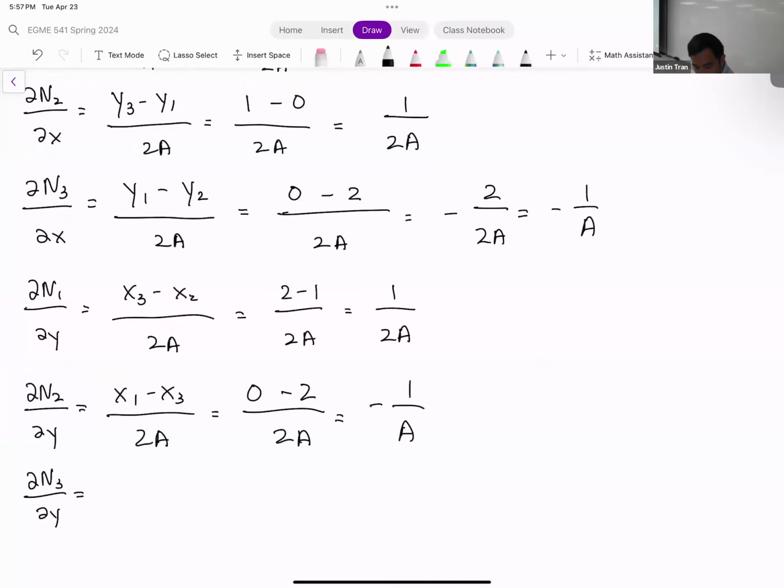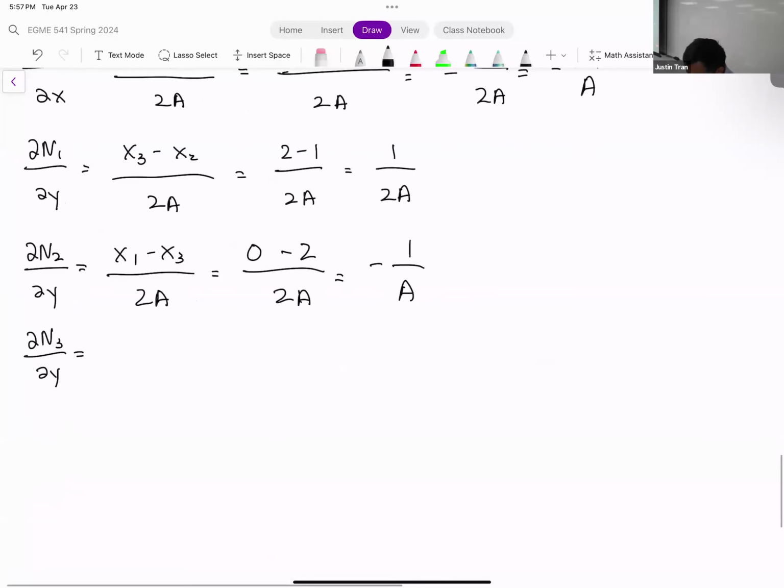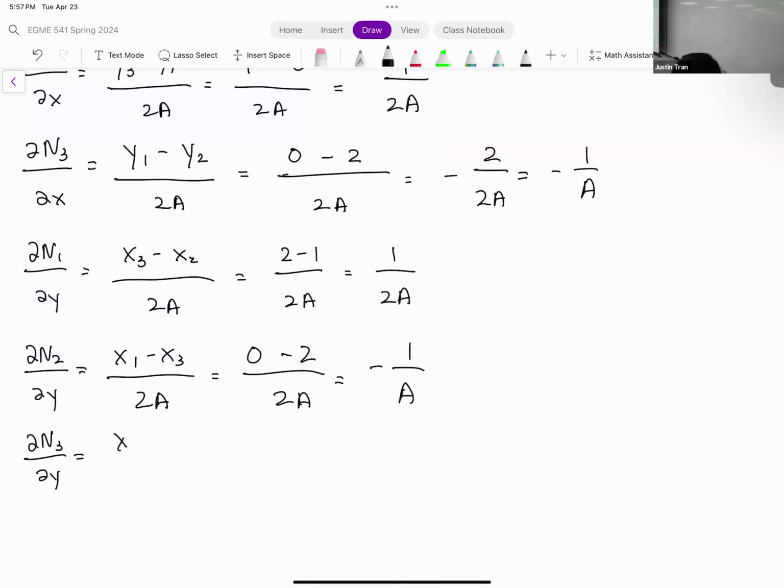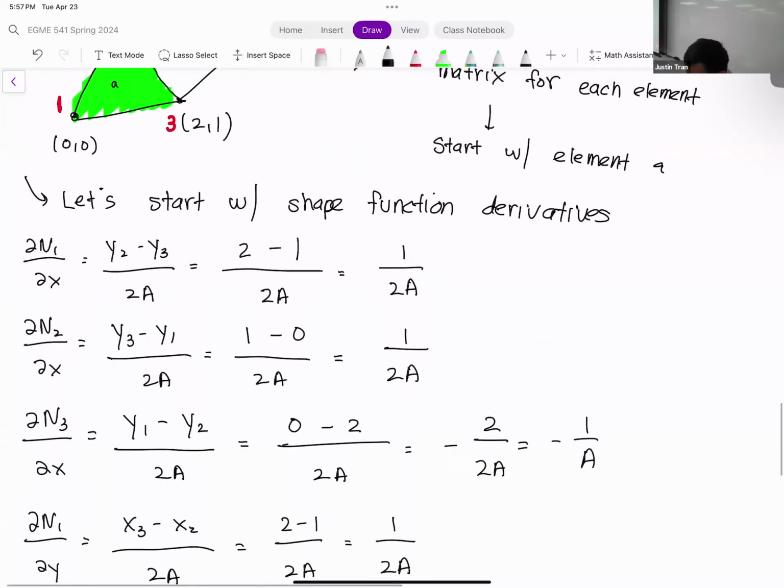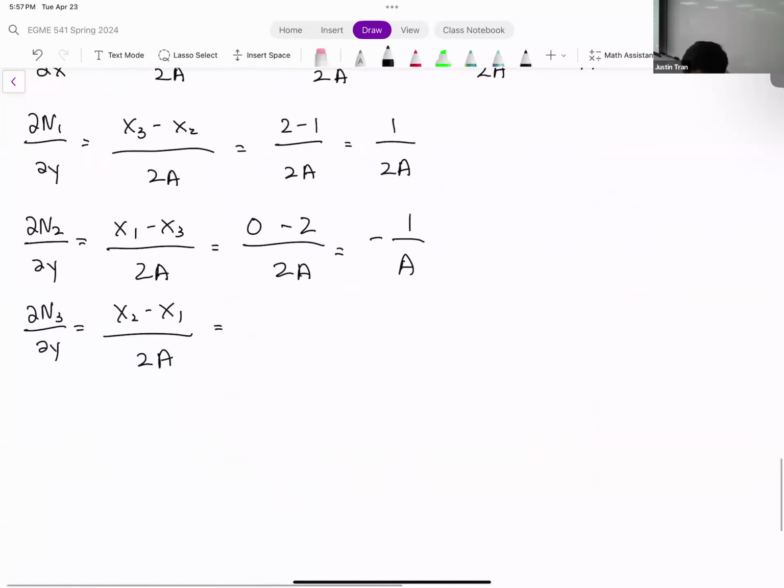Okay. And then finally, partial n3 partial y. That is x2 minus x1 divided by 2a. The x coordinate for node 2 is 1, and the x coordinate for node 1 is 0. So we have 1 minus 0 divided by 2a, and that's equal to 1 over 2a.